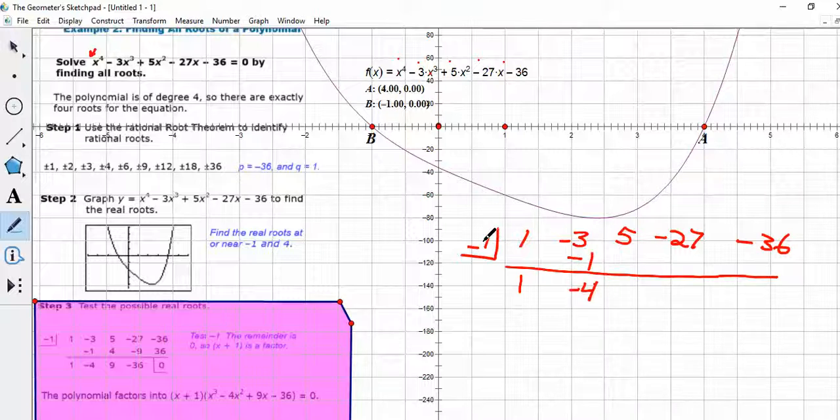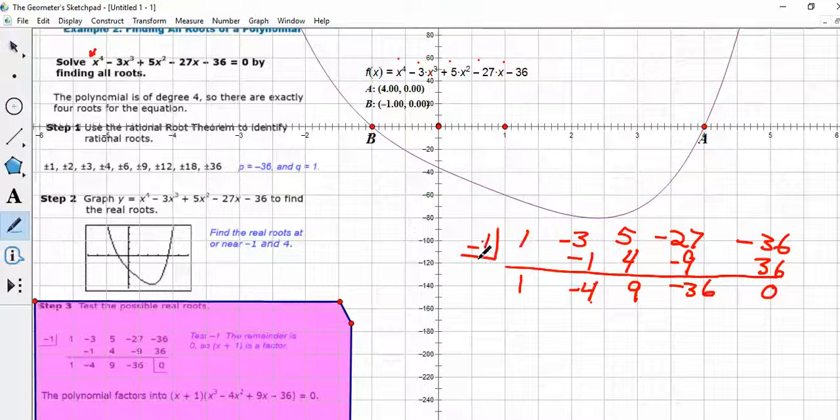And then you multiply -1 times -4, and you get 4, and you put that under the 5, and you add those two together. And then you multiply -1 times 9, and you get -9, and you add those two together. And then we multiply -1 times -36 is a +36, and we add these two together. Since we got a 0, that means that -1 is indeed a root.